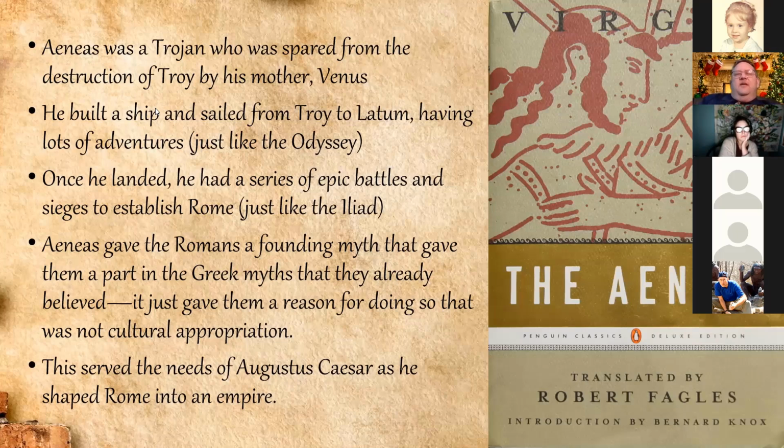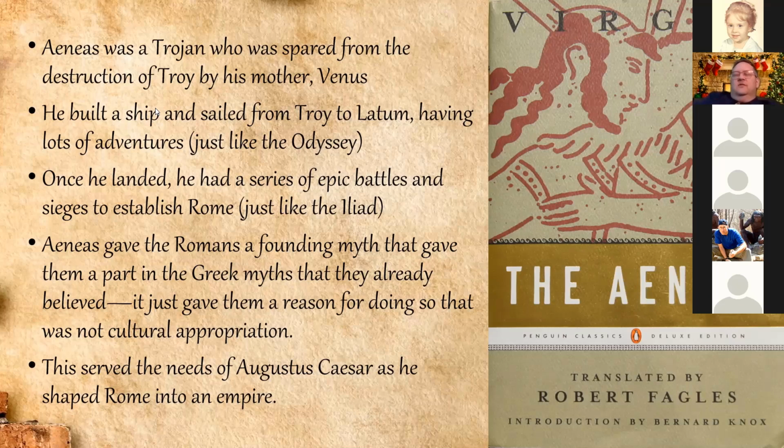But the Aeneid is the great founding epic of Rome. It's the story of Aeneas, and Aeneas was a Trojan. He was actually the son of the goddess Aphrodite, except that was Venus in the Roman mythologies. And let's talk a little bit about the context. Why was the Aeneid written?